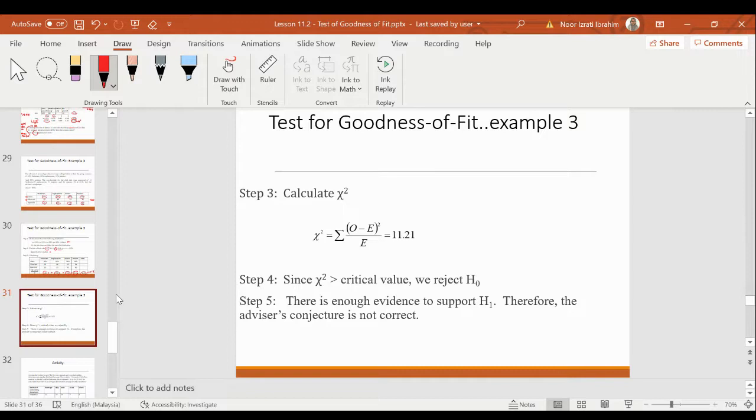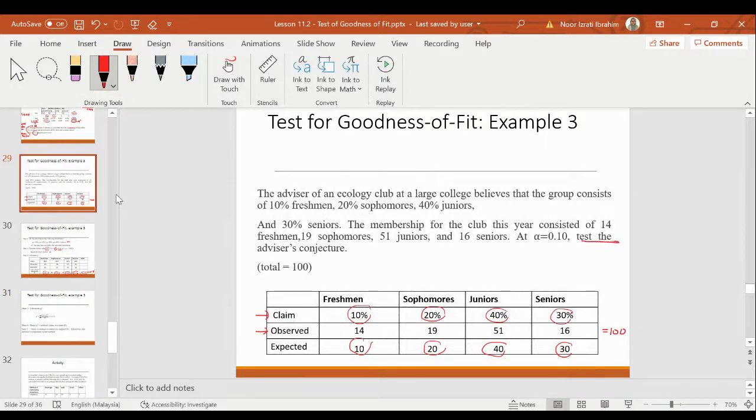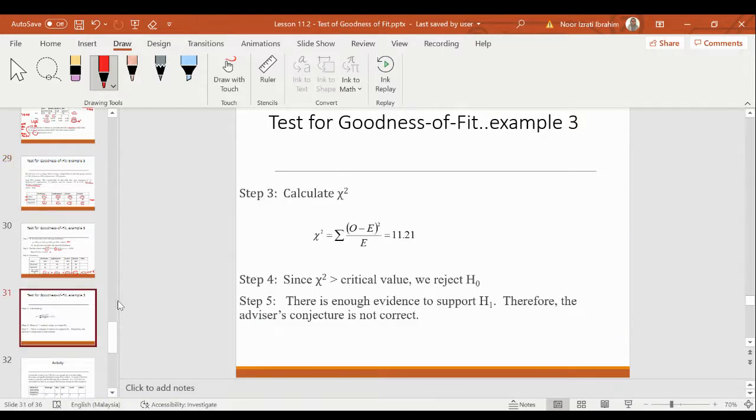Therefore, step 5, there is enough evidence to support H1. Therefore, the advisory conjecture is not correct. Okay, you have to answer the question. Test the advisory conjecture. Or in the bracket, you only write down: claim is false.